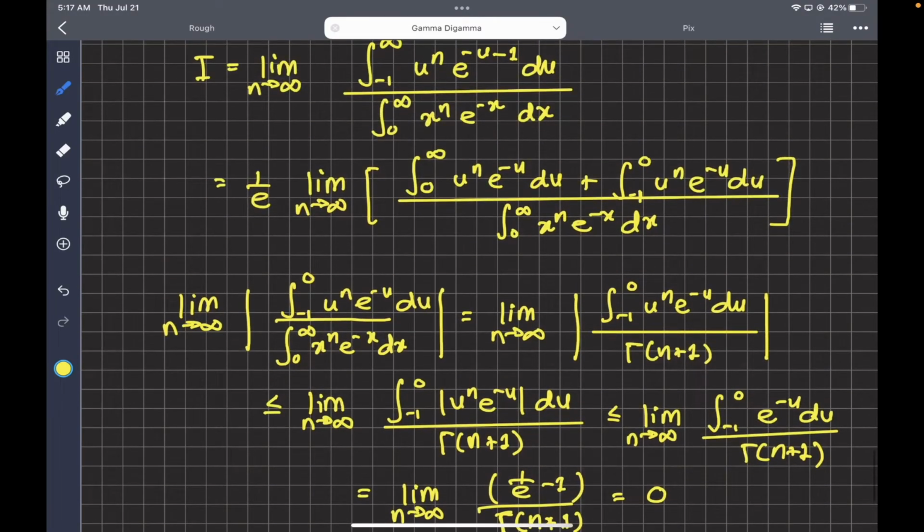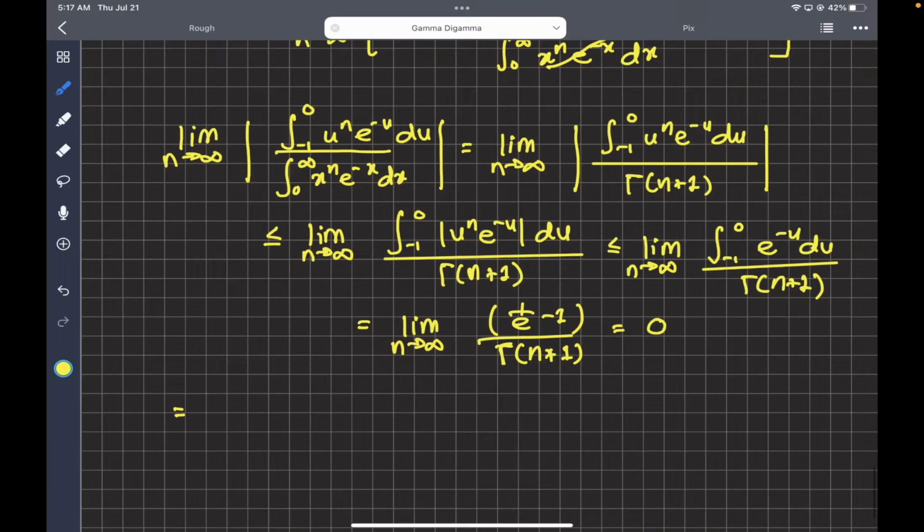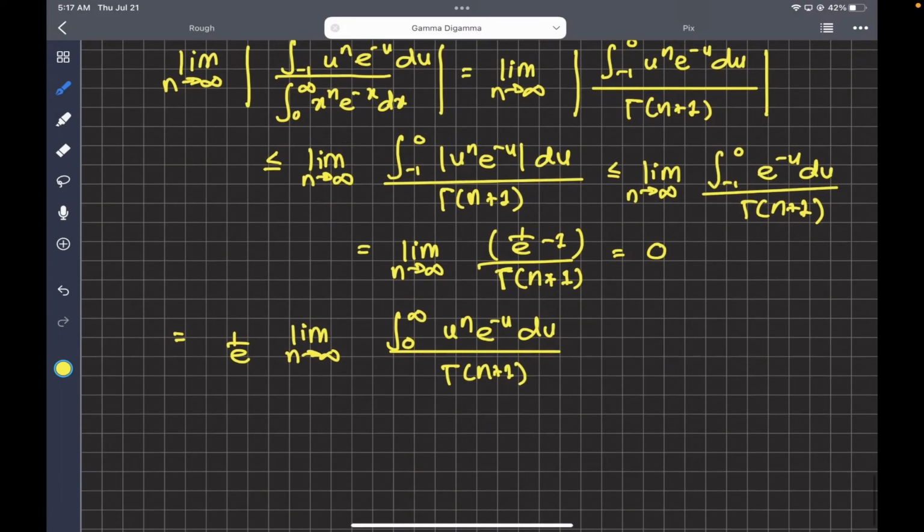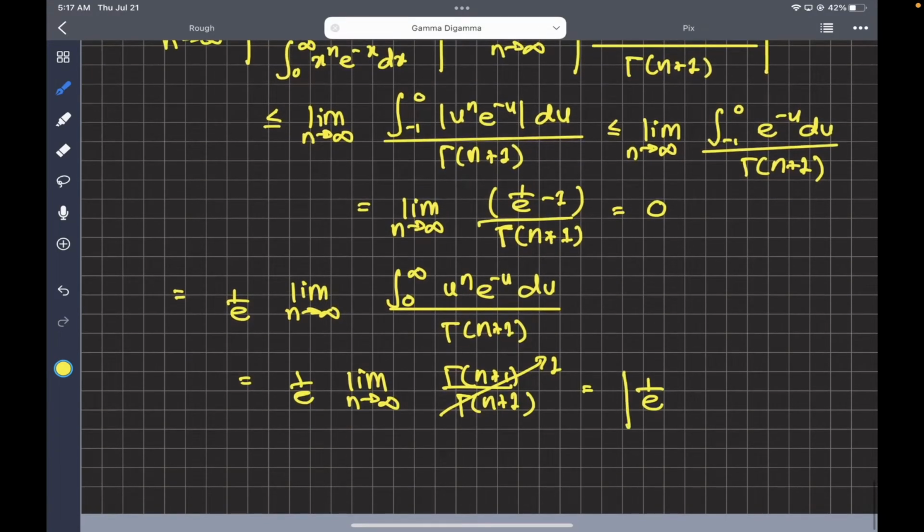So what this is telling us is that this second term is going to 0 while the first term remains 1 over e, limit as n goes to infinity of integral from 0 to infinity u to the n e to the minus u du, or gamma of n plus 1, is 1 over e, limit n goes to infinity, gamma of n plus 1, same thing as in the denominator. This goes to 1 for any n, so we have 1 over e as the final answer.